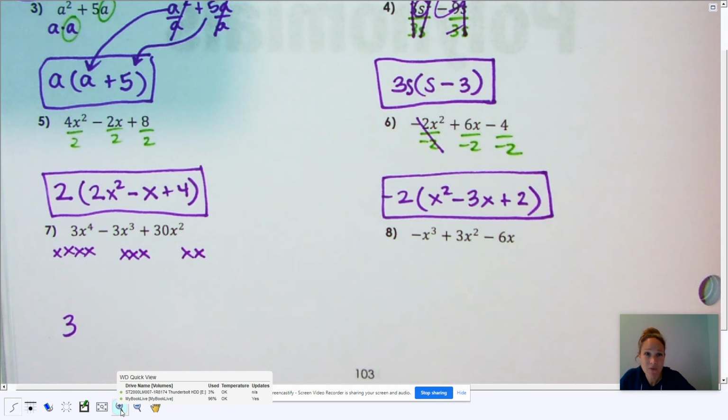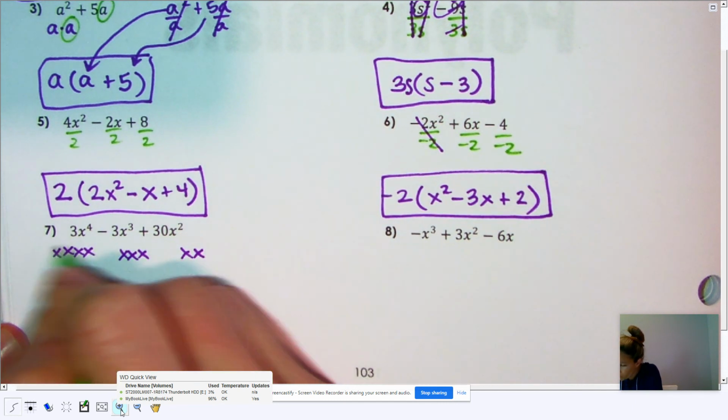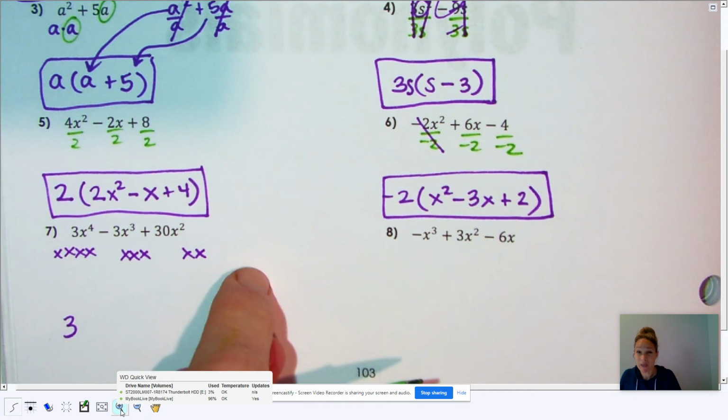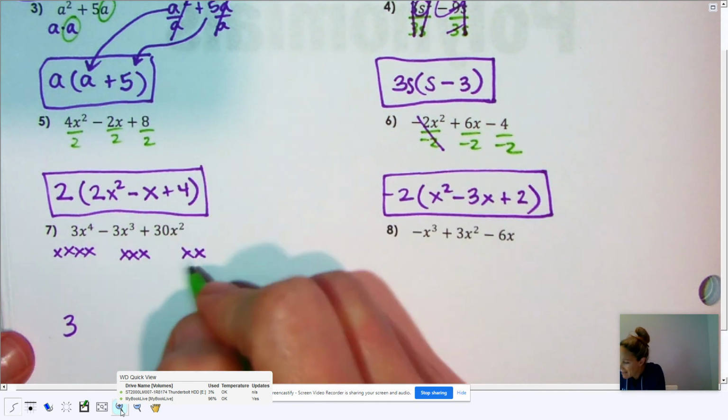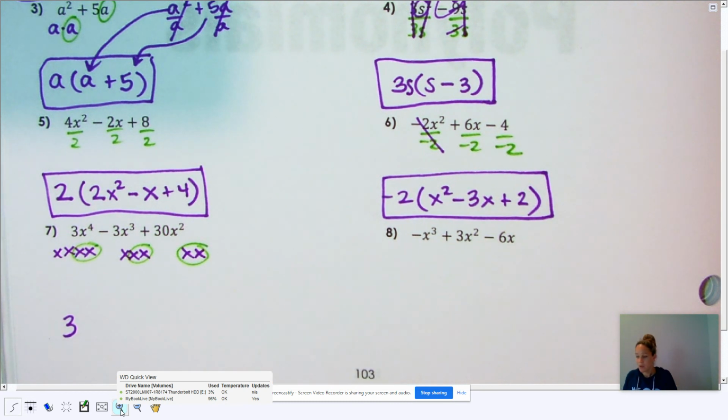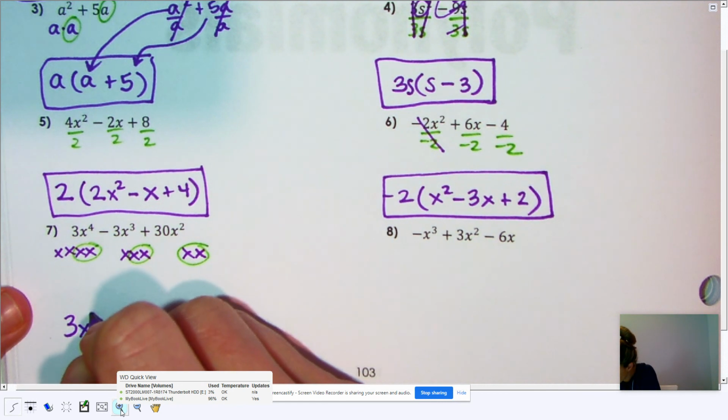So what is the most that they have in common, or the greatest common factor? So this 4 is the greatest number, but do they all have 4 in common? No, so you're just looking, what do they have in common? This one has 2, this one has 2, this one has 2. Okay, so that's what we're going to pull out. We can pull out 2 of the x's.